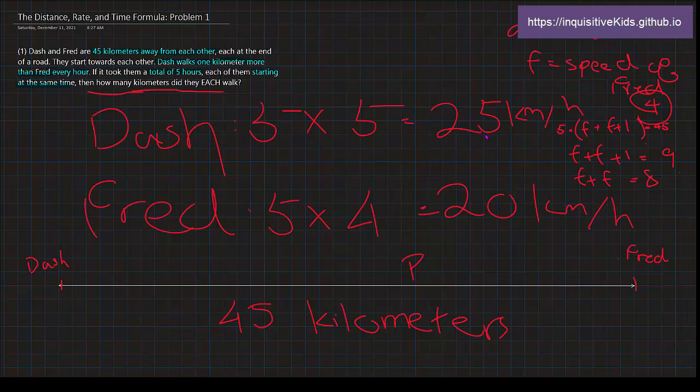That's our answer. Dash is 25 kilometers per hour. Oh my gosh, I'm so sorry. Okay, so there's no kilometers per hour right there. Just 25 km and 20 km. That is the answer.